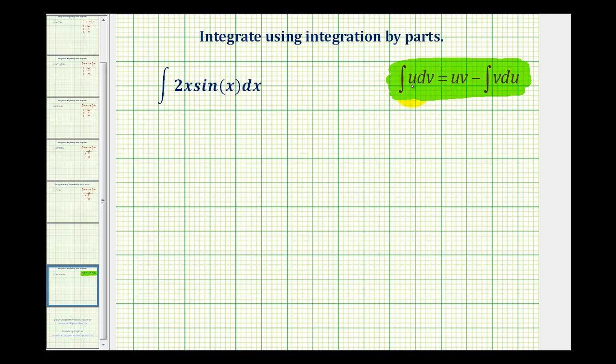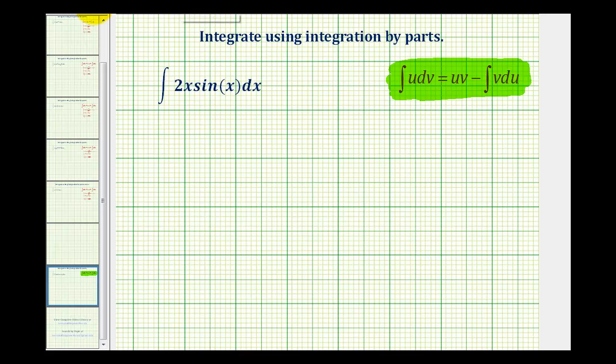We'll let part of the integral equal u and the other part equal dv. Once we choose u, we'll differentiate to determine differential u, and once we choose dv, we'll integrate to determine v. And the guidelines tell us to select a u so that differential u is simpler than u, and to select a dv that is easy to integrate.